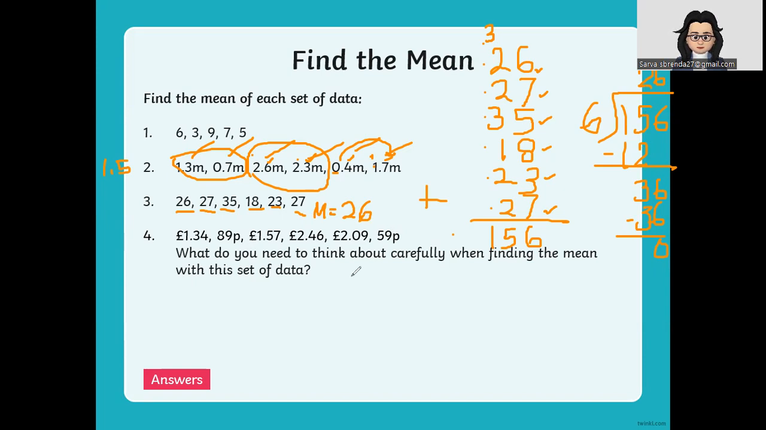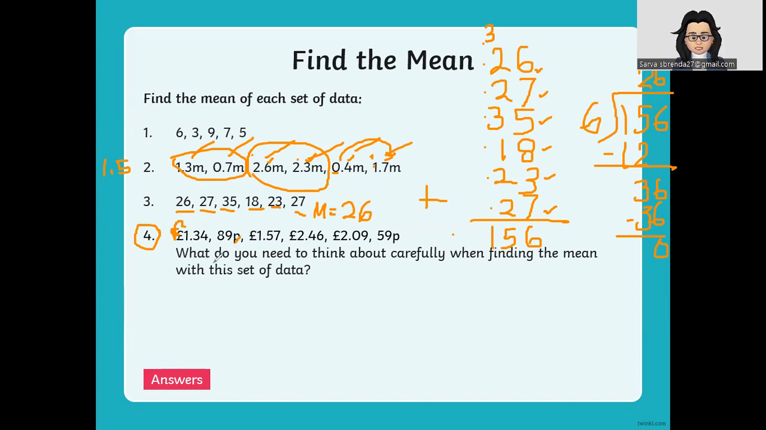Now, let's have a look at these data. The last one, number 4. What do you have, these pounds and pence. It's something like ringgit, RM and cent. So 1 ringgit 34 cents, 89 cents, 1 ringgit 57 cents, 2 ringgit 46 cents, 2 ringgit 9 cents, and 59 cents, something like that.